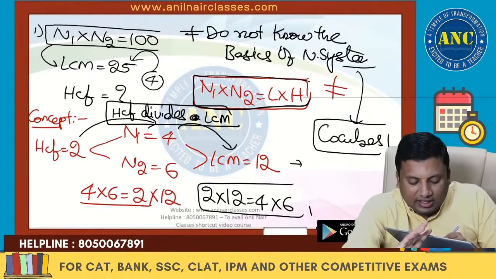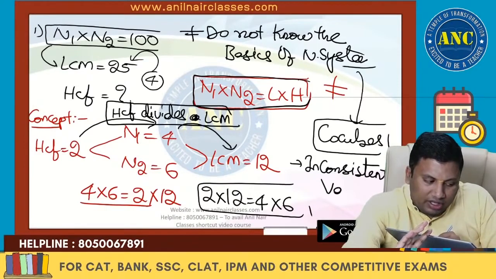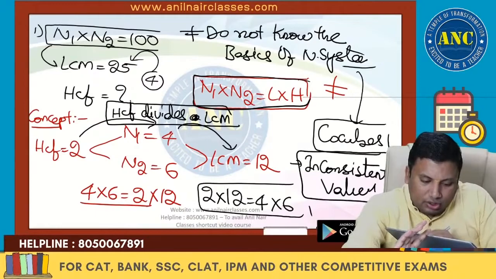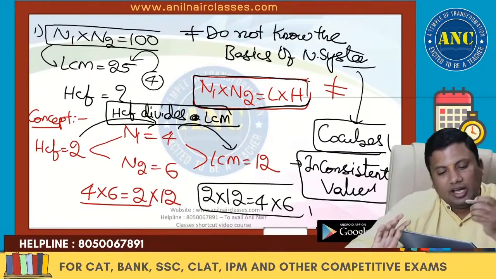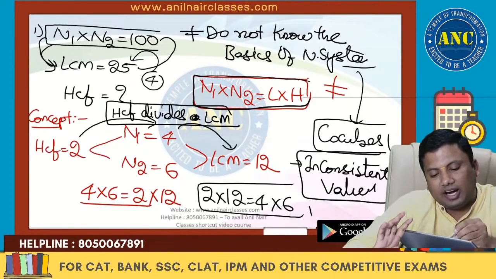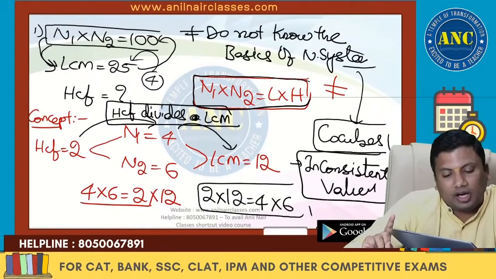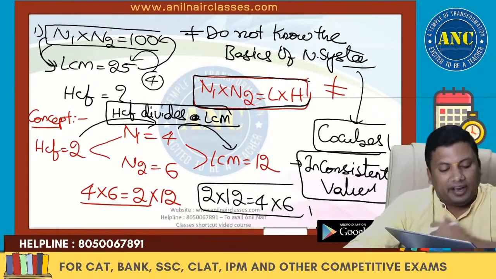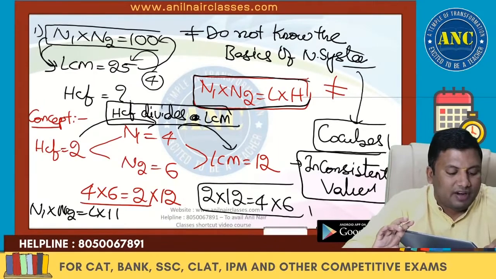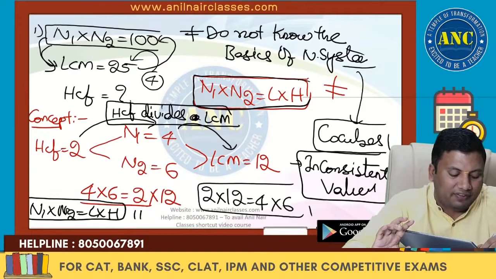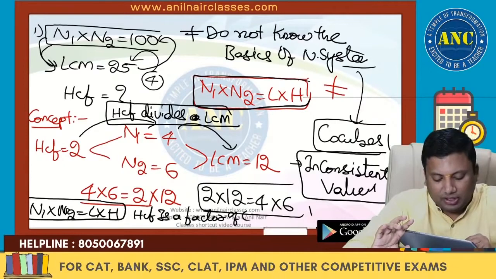Answer for this question is inconsistent values. Or there exist no two natural numbers for which this question can be satisfied. There exist no two natural numbers where the product of two natural numbers is 100 and LCM is 25. Product of two natural numbers equivalent to LCM into HCF holds only when HCF is a factor of LCM. First make a note of it.